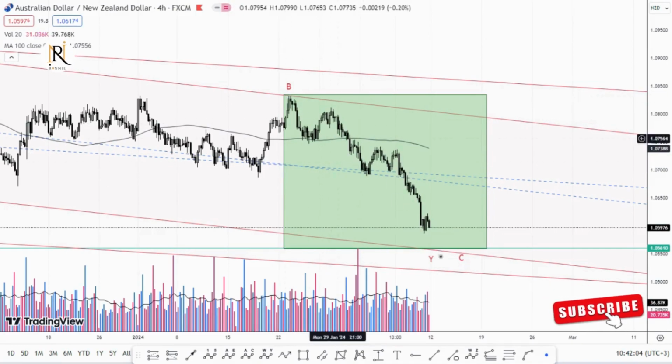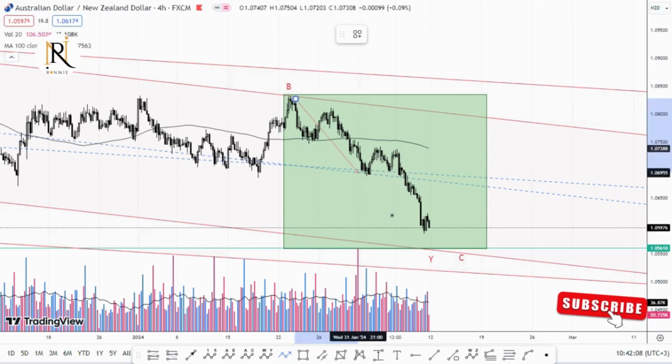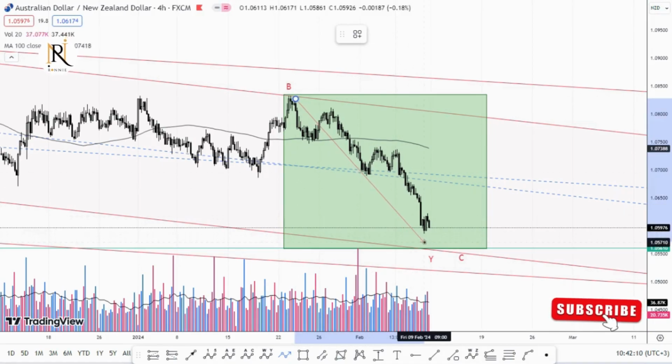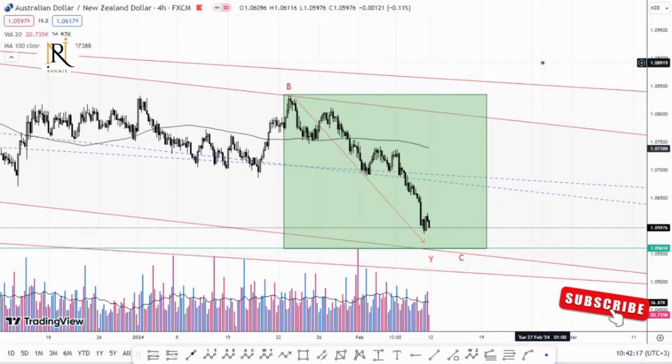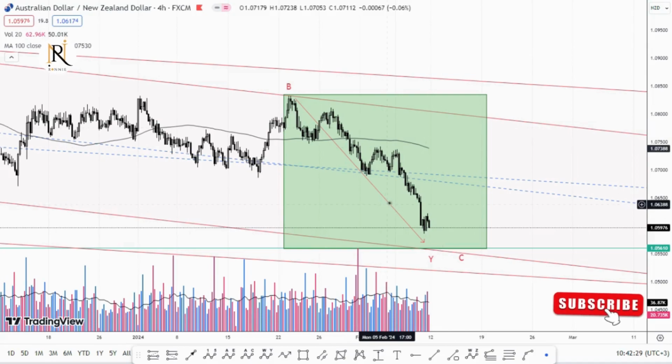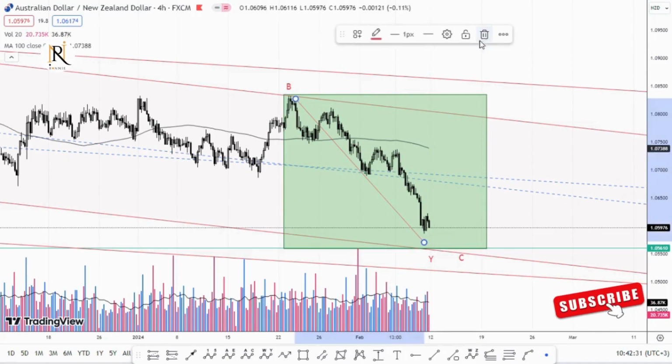Remember, this is wave C, and wave C is very important. You know very well that wave C is an impulsive wave of the corrective wave ABC. We have two impulsive waves on the corrective wave ABC, that is wave A and wave C. Those are impulsive waves on a corrective wave.